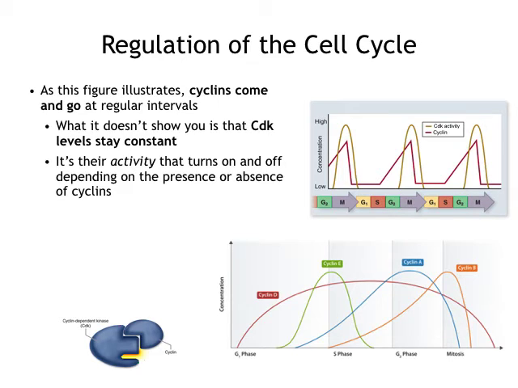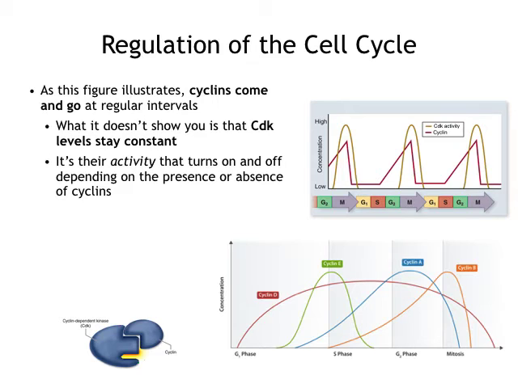So as soon as cyclin E starts getting made and the levels increase, it's going to turn on a CDK. And then as soon as cyclin E drops, that specific CDK is going to turn off. And then cyclin A is going to increase, and that's going to turn on its own CDK, which is going to drive the cell from S phase to G2. And as soon as that cyclin decreases, that CDK turns off.